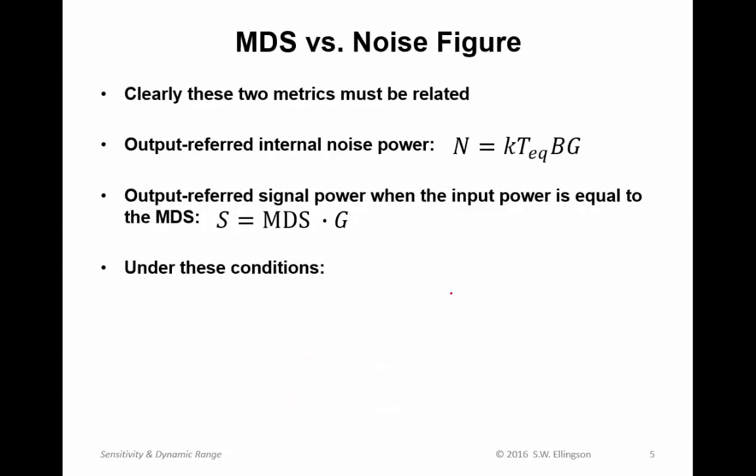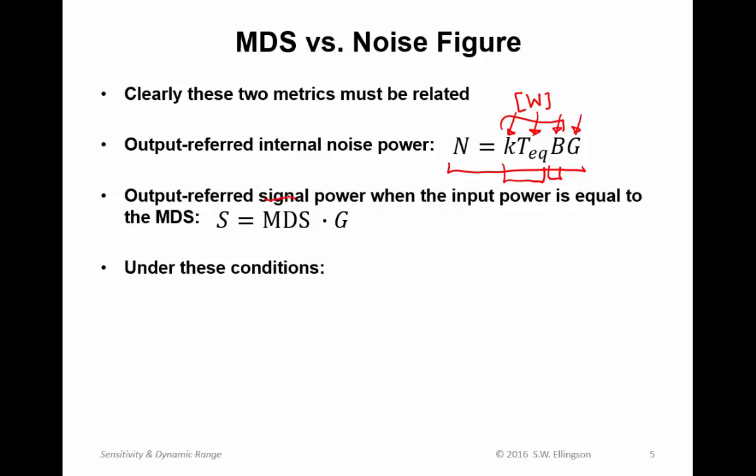So you may realize here that the MDS and the noise figure of the two-port must be related. The output referred internal noise power of the cascade we can write as follows. N is Boltzmann's constant times the input referred equivalent noise temperature times the bandwidth times the gain. Now just keep track of units here. This is watts per hertz, and this is hertz. So this whole thing has units of watts. And this is input referred, so when we multiply by G, we're getting the output referred power.